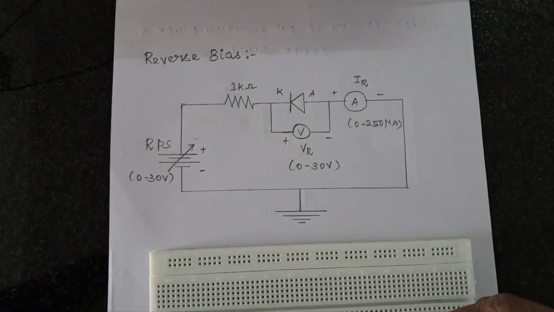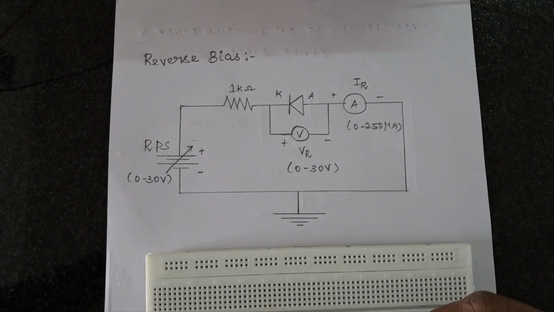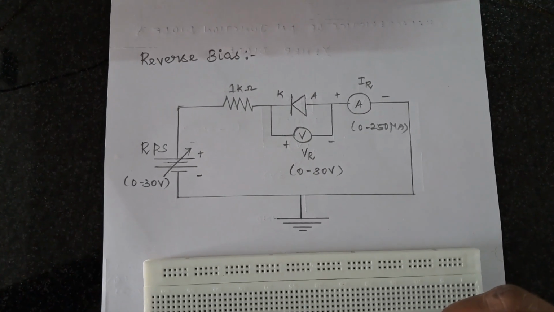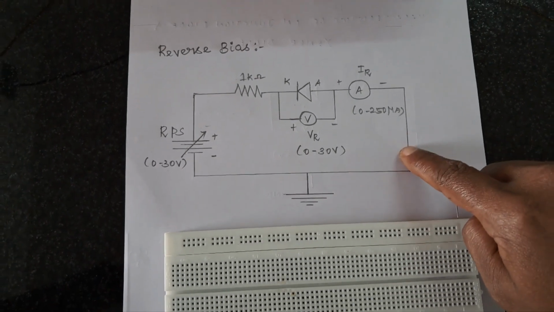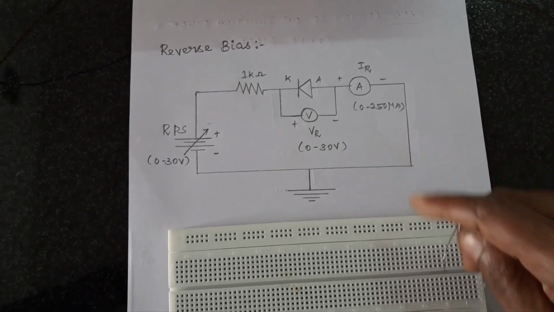Thank you. Let us see the PN junction reverse bias circuit. This is a reverse bias circuit. We are going to do the connection.